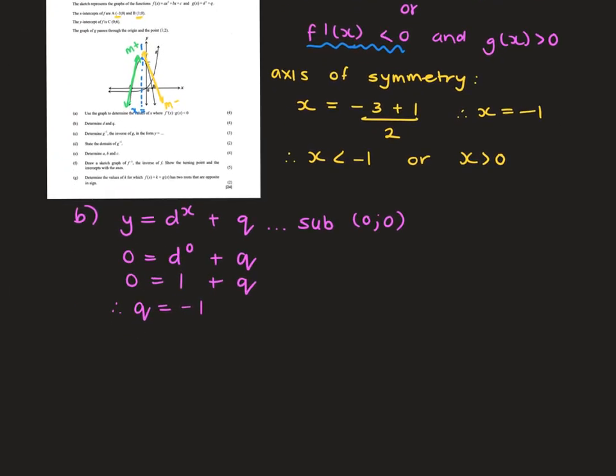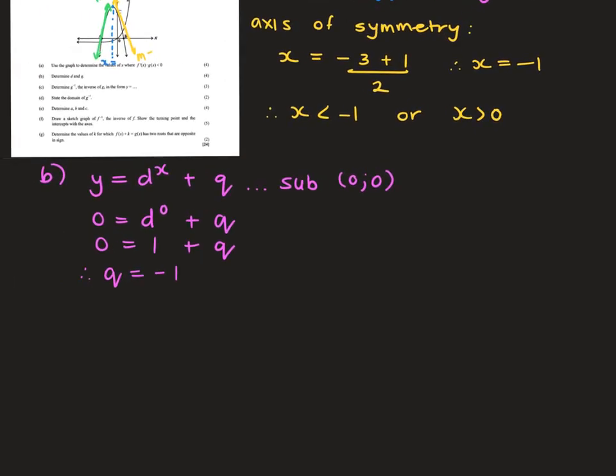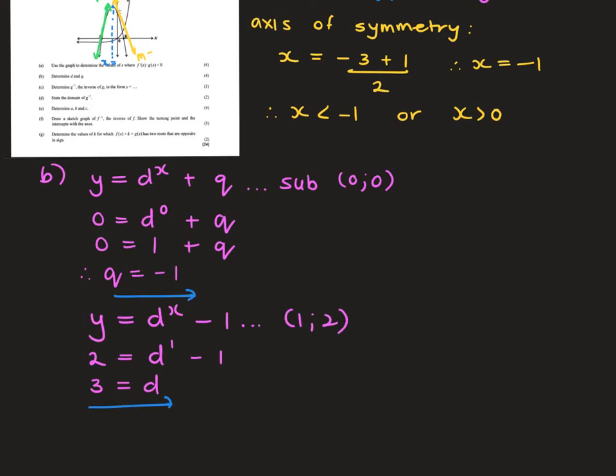Now, since we know the equation of the asymptote, we can say that y is equal to d to the x minus 1, and now we can sub in that other point, (1, 2). So 2 will be equal to d minus 1, so d will be equal to 3. Cool. So we found the value of q is -1 and d is 3.